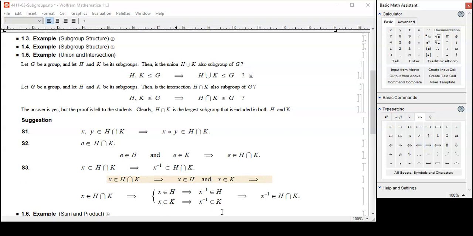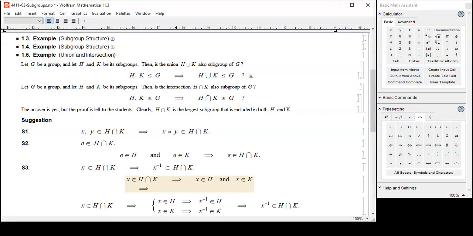And what conclusion can I draw here? X belongs to H, therefore X inverse belongs to H. X inverse belongs to K because of the latter, you see. This one here, as I highlighted in blue, will give me this blue conclusion. This one here, as I highlighted in green, will give me the green conclusion.